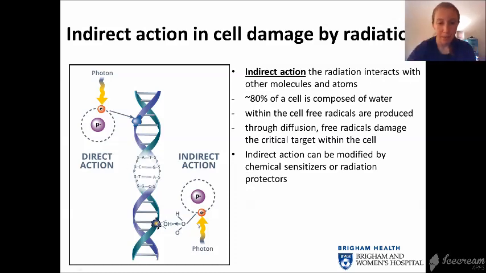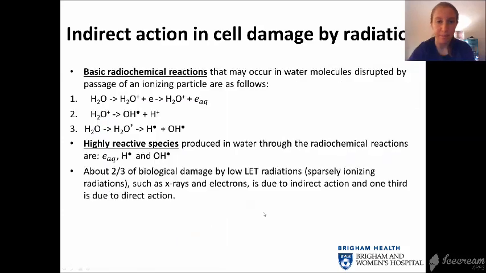Indirect action is when a photon comes in, interacts with an electron, and that electron interacts with the water, and it forms free radicals. Then through diffusion, those free radicals will interact with the biological material. The cell is composed of 80% water, which is why it's possible. Indirect action can also be modified by chemical sensitizers or radiation protectors, and that's something I'm not going to talk about in this talk. So just be aware that they exist.